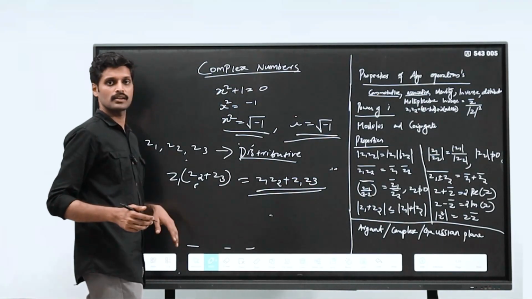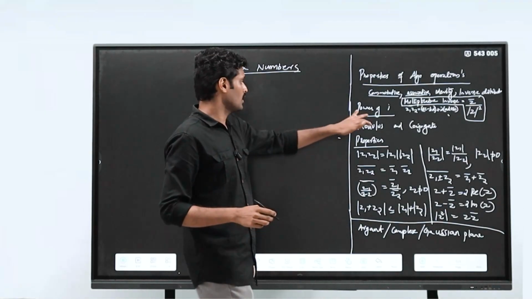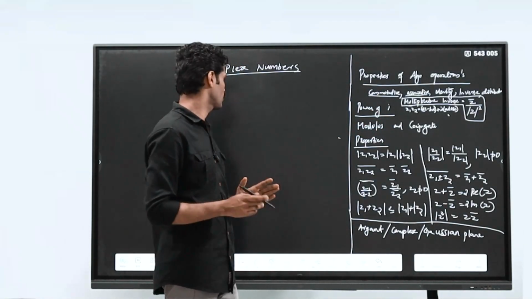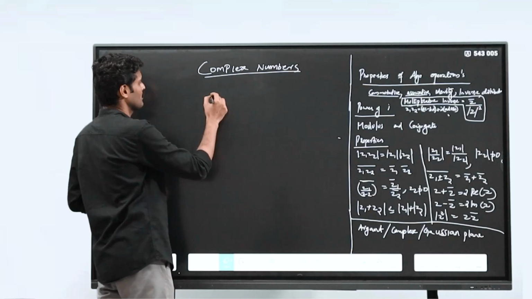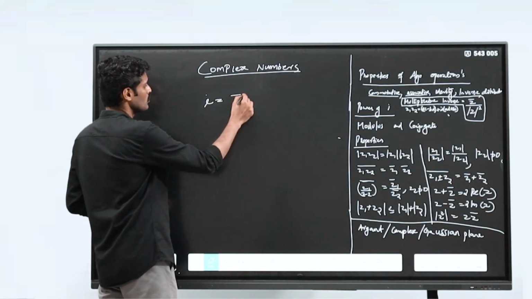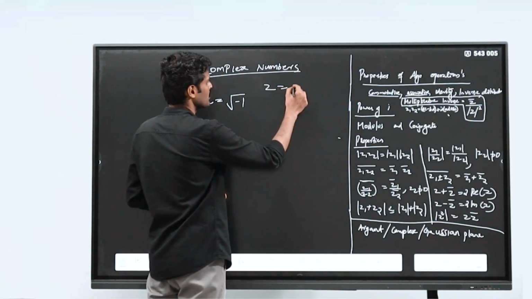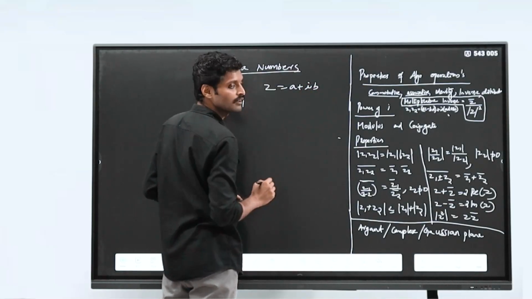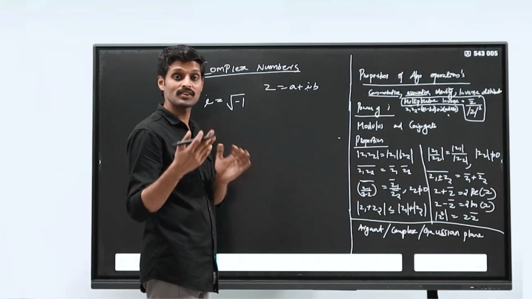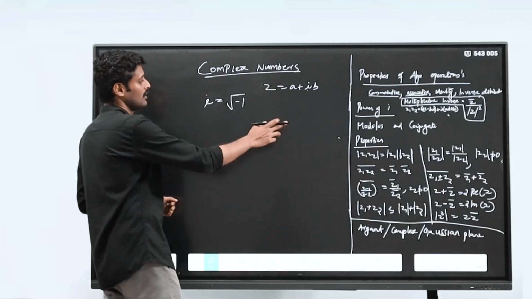This property is known as the distributive property. Next, we are dealing with the power of iota. So, as we discussed, what is I? I is equal to root of minus 1. That is, in a complex number, z equals a plus ib, the coefficient of the imaginary part, that is I, right? Okay.